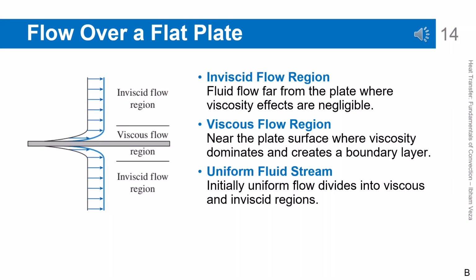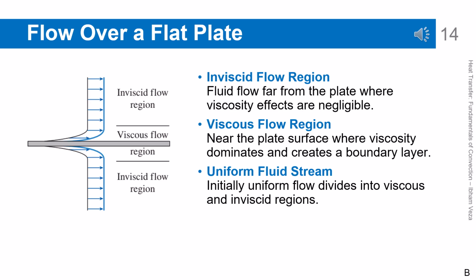A uniform flow approaching a flat plate is divided into a viscous region and an inviscid region. Near the surface, viscosity effects dominate and form a boundary layer. Far from the surface, viscosity effects can be neglected and the flow can be considered ideal.